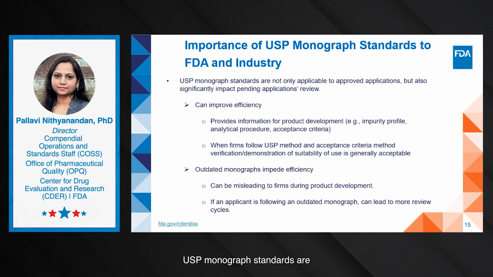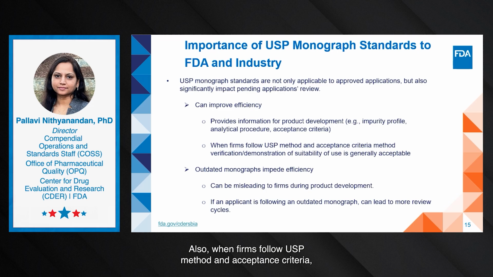USP monograph standards are definitely of importance to FDA as well as to industry, because they are not only applicable to approved applications but significantly impact the review of a pending application which is undergoing review at FDA. And having a good monograph standard can improve efficiency and provide information for product development, such as impurity profile, analytical procedures, acceptance criteria, etc.